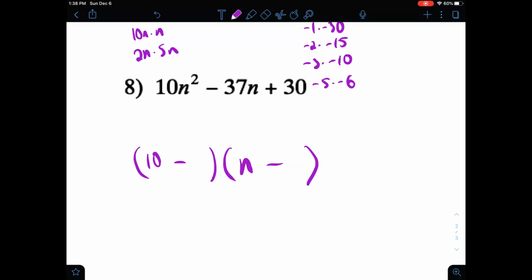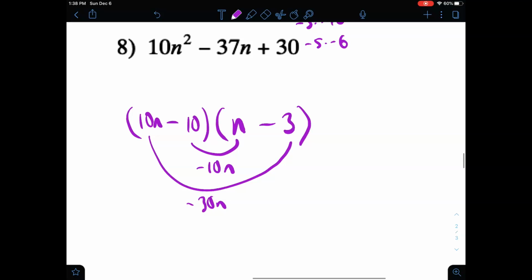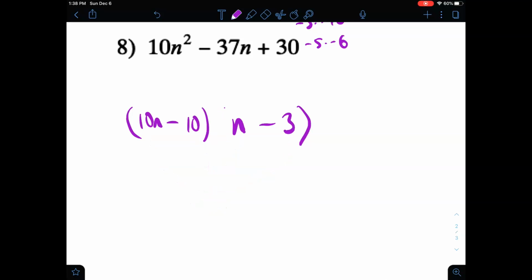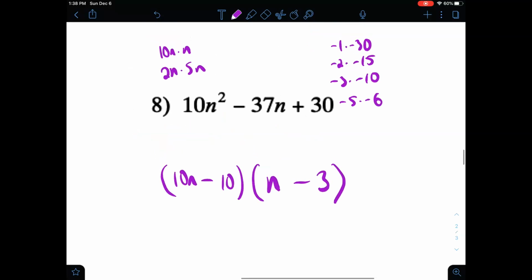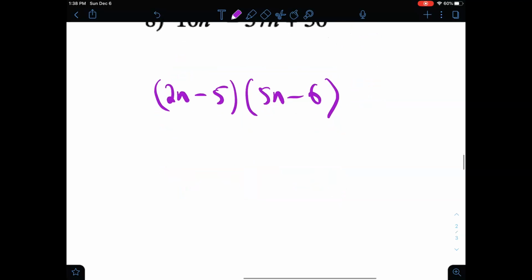So let's try 10 and 3 right here. Let's just see how this works. That's going to be negative 10n. This is going to be negative 30n, so that's going to be negative 40n, so that's not going to work. Okay, let's try 2 and 5. Again, I want to finish up the video here pretty quick. So let's try 2n and 5n. And let's also try negative 5 and negative 6, see how this goes.